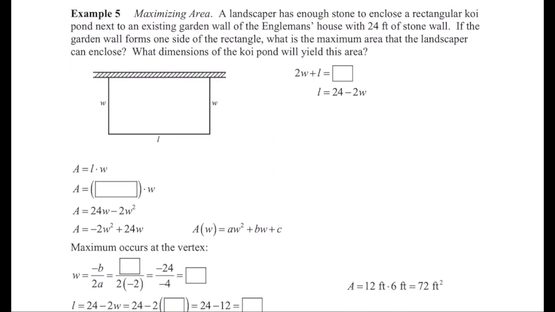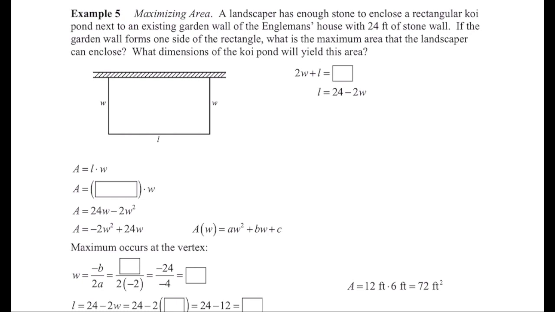A landscaper has enough stone to enclose a rectangular koi pond next to an existing garden wall with 24 feet of stone. If the garden wall forms one side of the rectangle, what is the maximum area the landscaper can enclose? And what dimensions of the koi pond will yield this area?